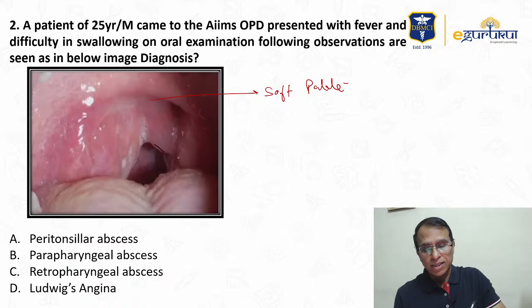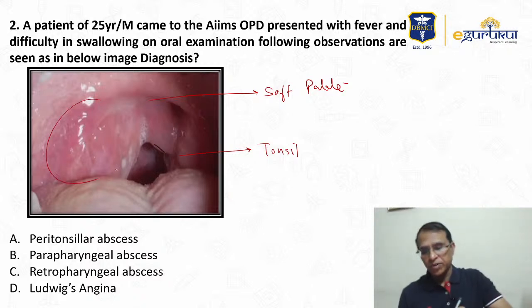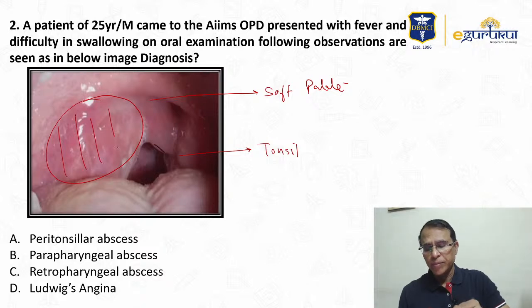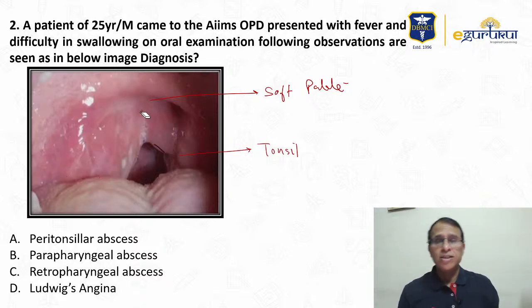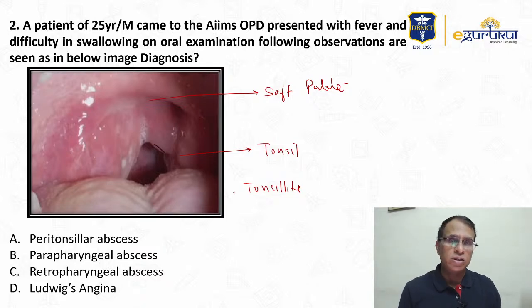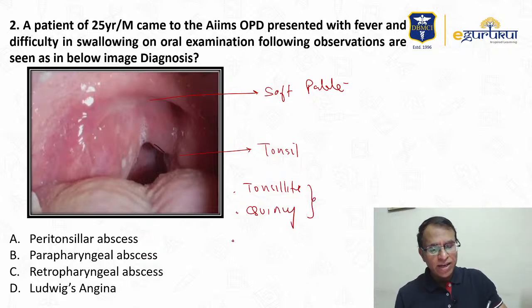And these are the tonsils. And the tonsil of this side, you can see this tonsil is enlarged and pushed medially. So when the tonsil is enlarged and pushed medially, you have either tonsillitis, which is the most common cause of enlarged tonsil which is pushed medially, or quinsy, which is peritonsillar abscess. These are the two common causes, and very rarely parapharyngeal space abscess.